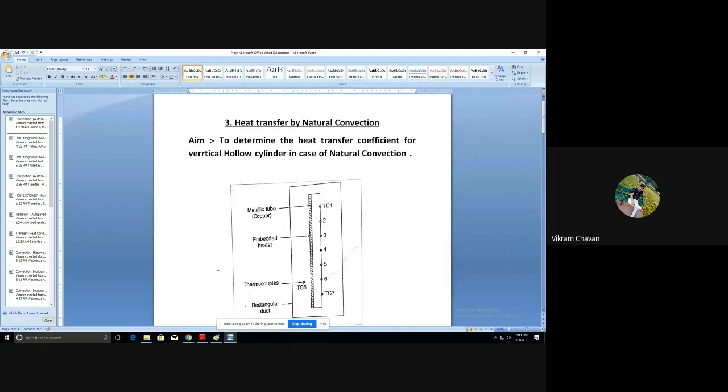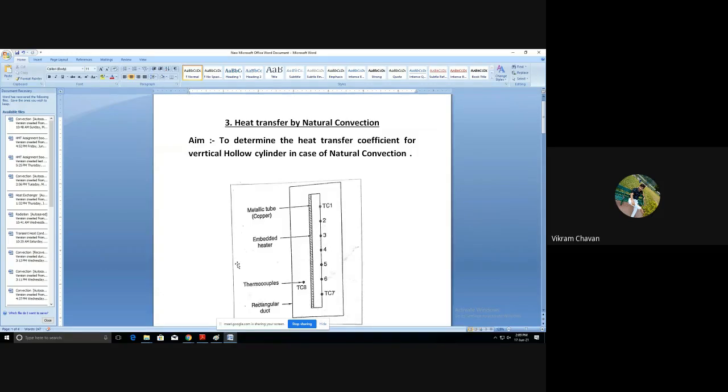Whereas in forced convection, what is happening? In forced convection, we are blowing or forcing the air to transfer over the heated surface. So in that case, there will be an external agent present, such as an external blower, fan, or pump, which we use to blow the air over the surface. That is the difference between natural convection and forced convection.